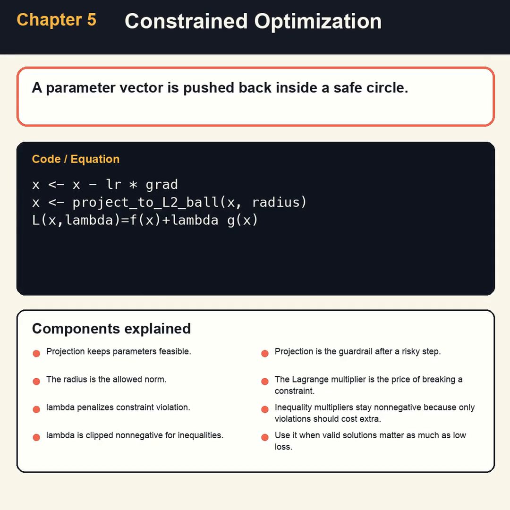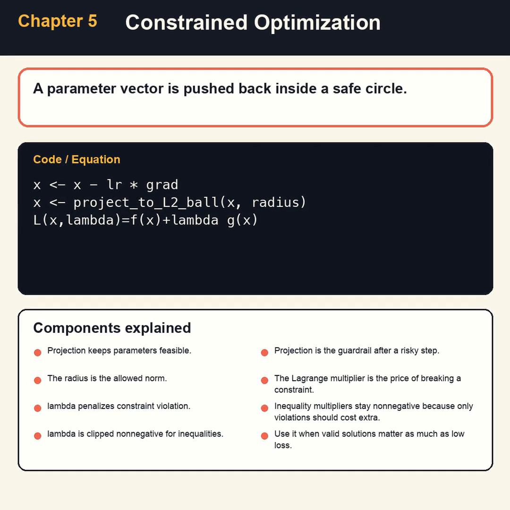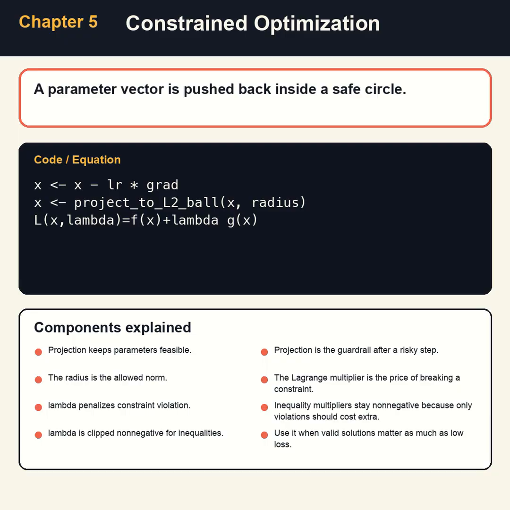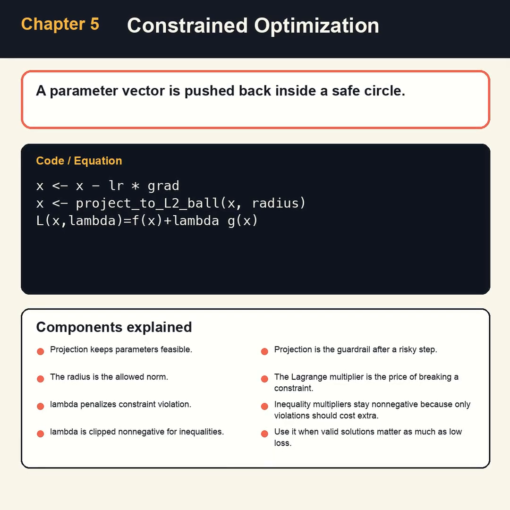Constrained optimization answers a real-world truth. Some answers are illegal no matter how low the loss looks. Projection came from geometry. Step freely, then snap back to the feasible set. Lagrangians came from economics and mechanics. Attach a price to violating the rule. The hero learns that power without boundaries is not mastery.